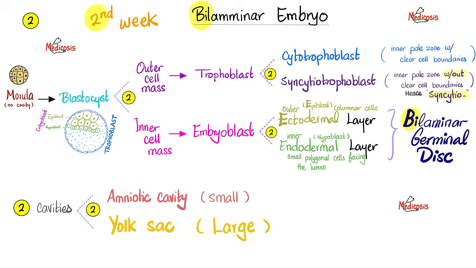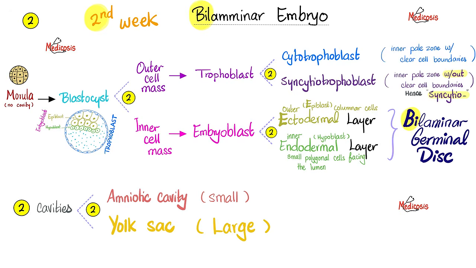And if that was not enough, we have 2 cavities. The amniotic cavity, which contains amniotic fluid, and the yolk sac cavity, which does not contain any yolk. What's the difference between cytotrophoblast and syncytial trophoblast? Well, cytotrophoblast is more inwards, but syncytial is more outwards.